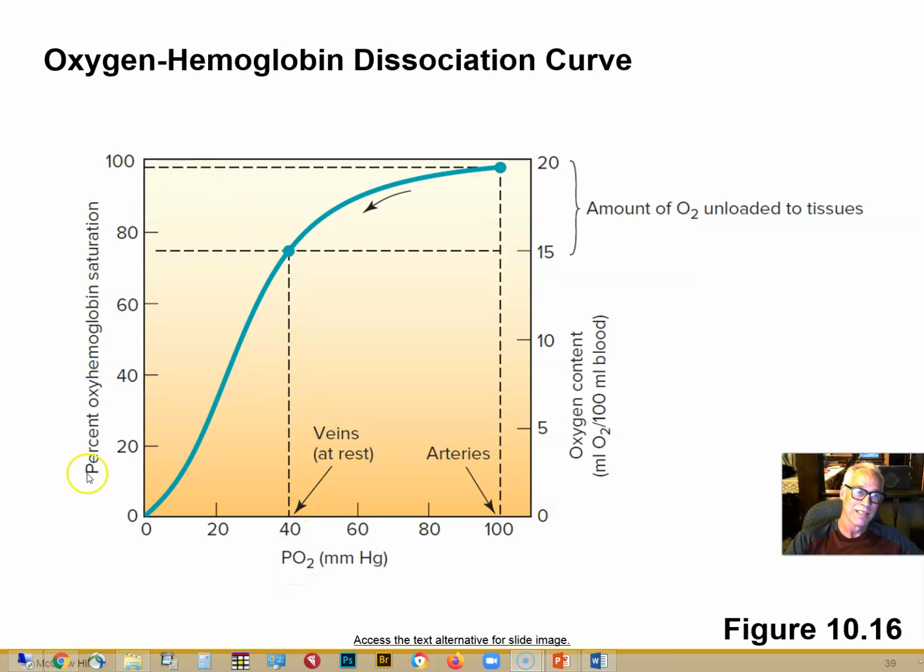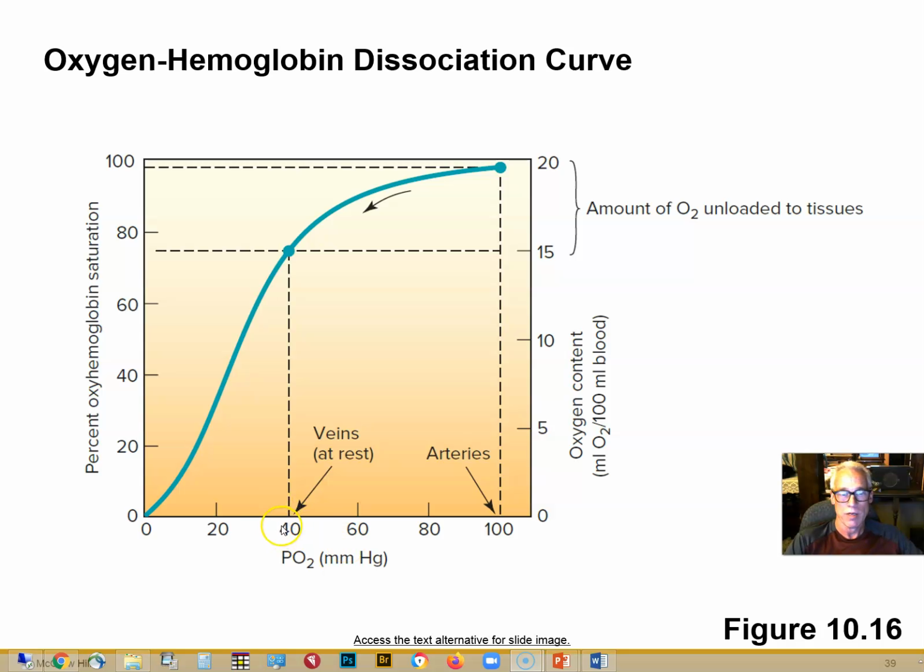On the y-axis is the saturation of hemoglobin. In other words, if we take some hemoglobin, get a mitten full of hemoglobin, and stick it in a chamber filled with 100 millimeters of mercury partial pressure oxygen, what will be the saturation of hemoglobin? 100%. So in our lungs, what happens? We have 100 millimeters of mercury partial pressure of oxygen coming from the alveoli. Saturate the hemoglobin.